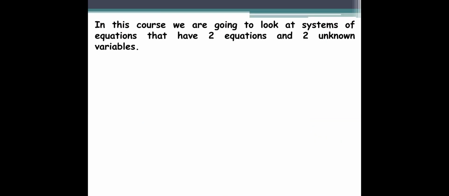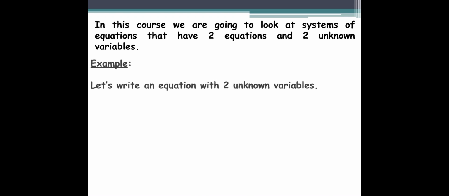In this course, we are going to look at systems of linear equations that have two equations and two unknown variables. So first, we'll start with an example. Let's write an equation with two unknown variables. First, we have 2x plus y equals 4.